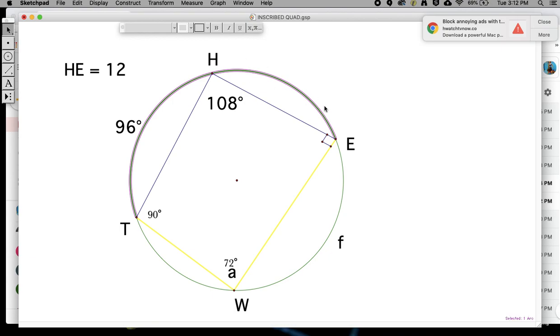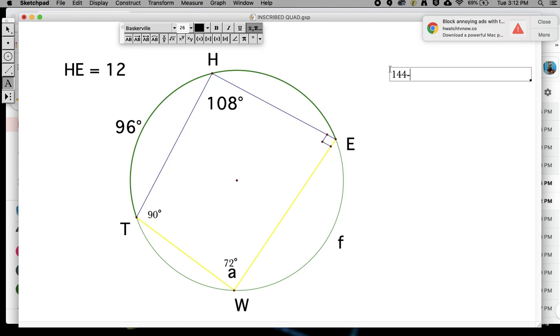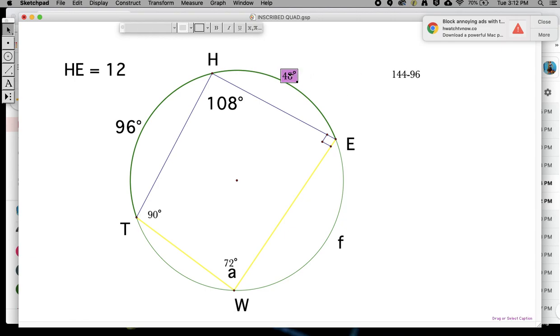So this big arc here is 144, which means we can find the measure of arc HE. If we do 144 minus 96, that tells us the measure of this arc right over here is 48 degrees. So we have that this guy here is 48 degrees, and we can go about our way.